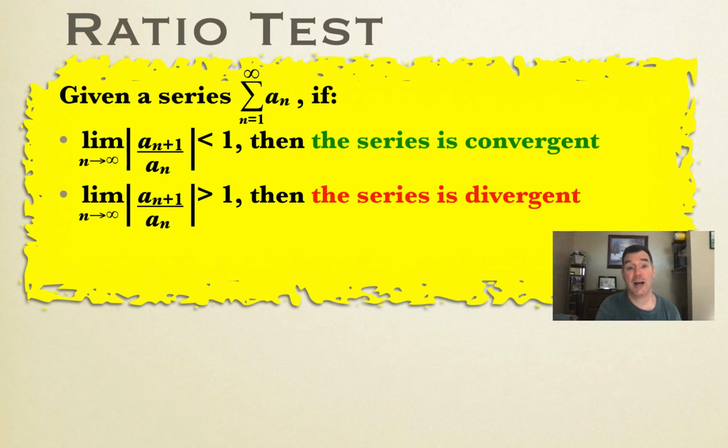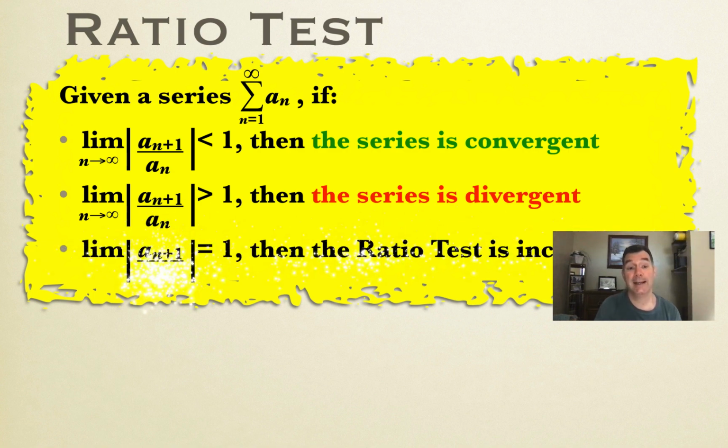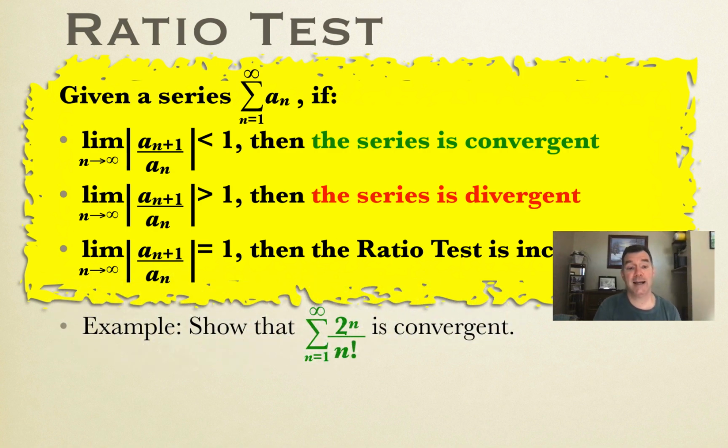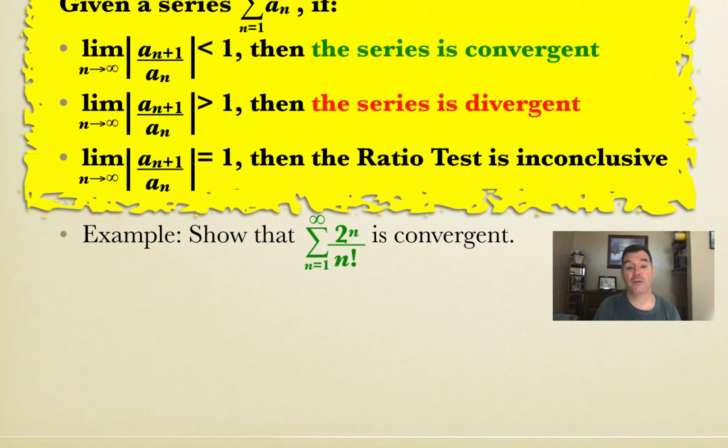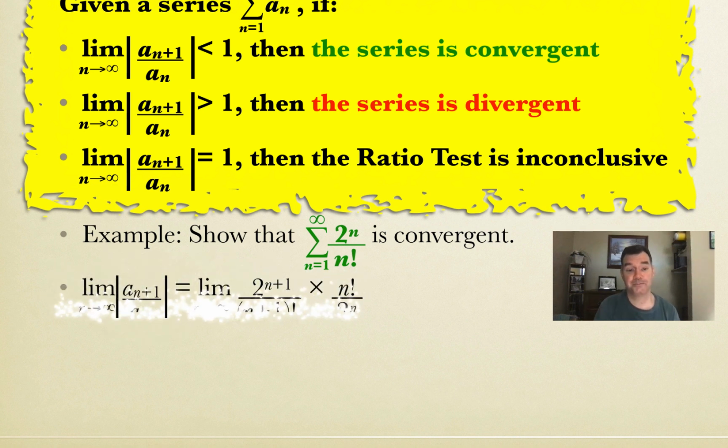So the only other option is that it could equal 1, and if that happens, then this test is inconclusive, and I can't really say anything about convergence or divergence if that happens. So if I need to show that the series 2 to the n over n factorial is convergent, what I'm going to do is look at the n plus 1th term of that series and divide it by the nth term of that series.